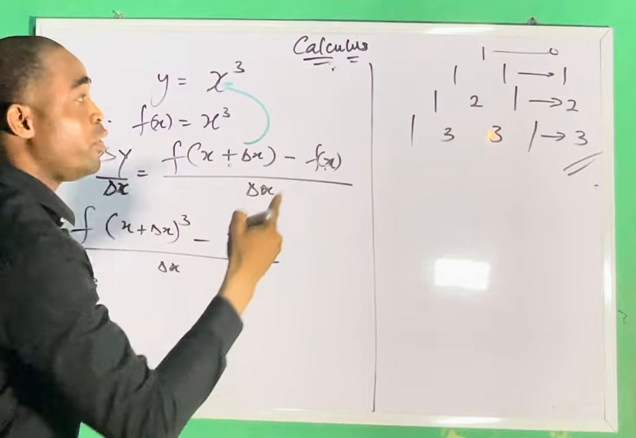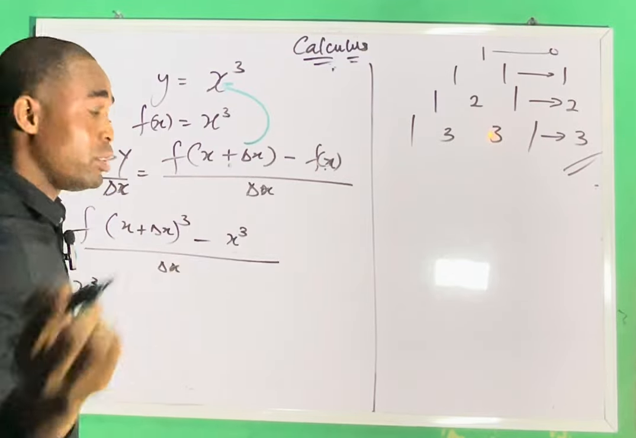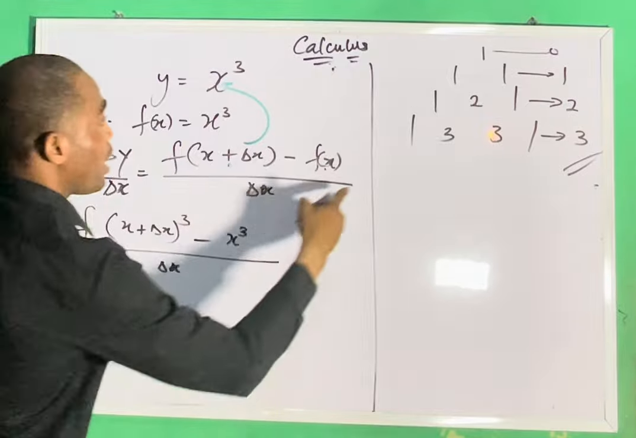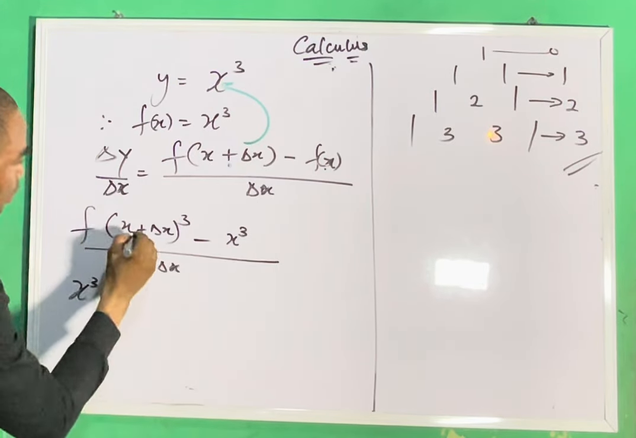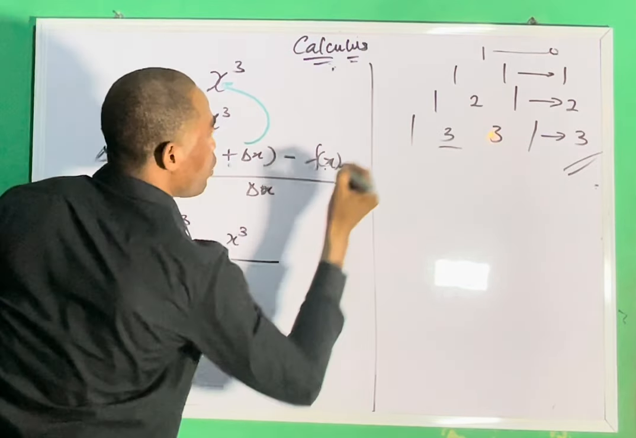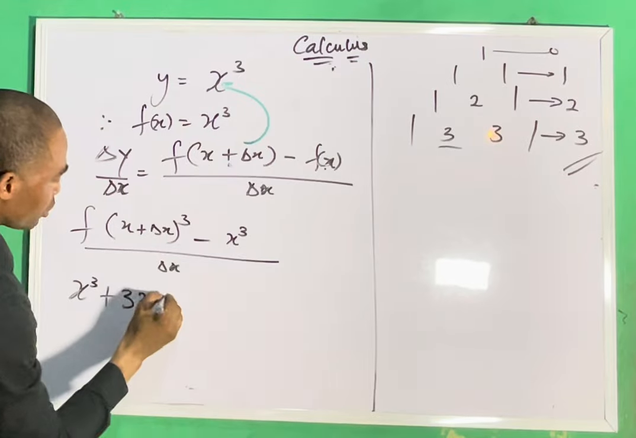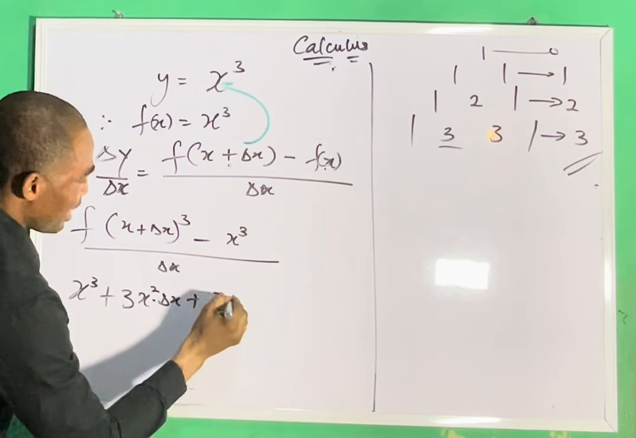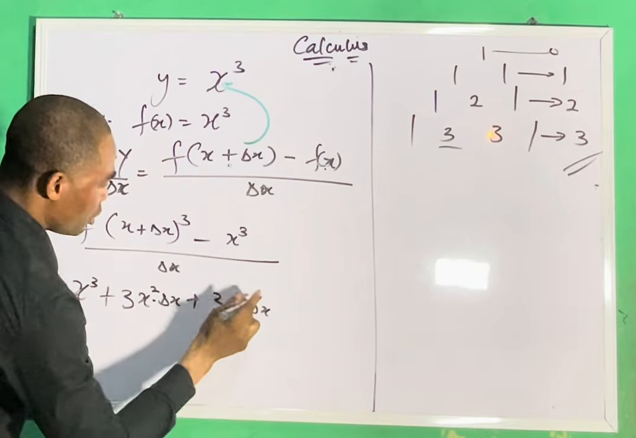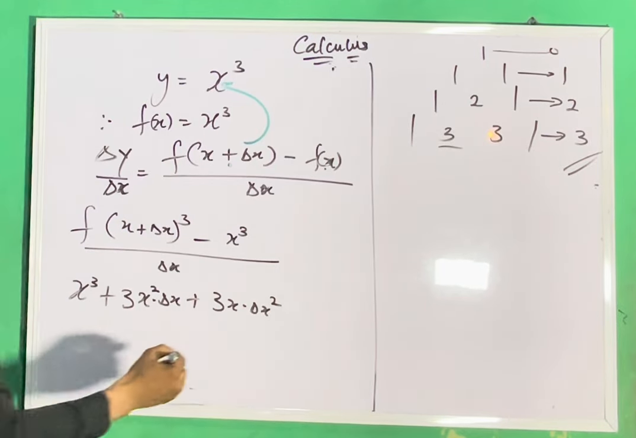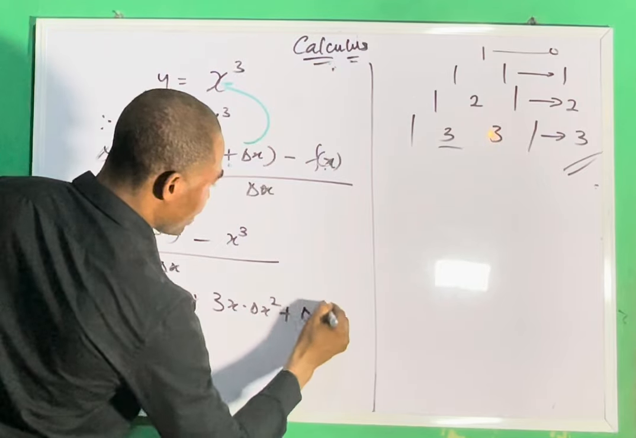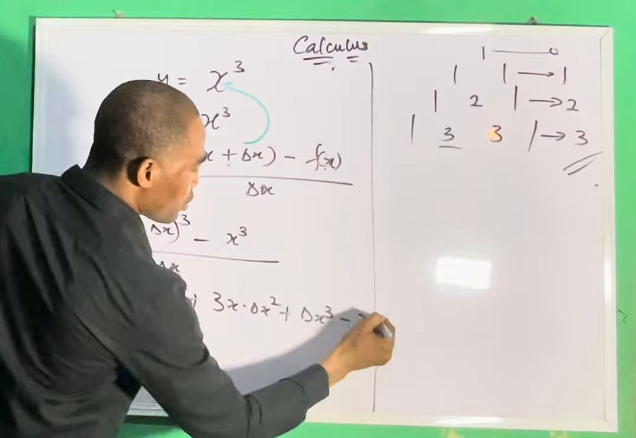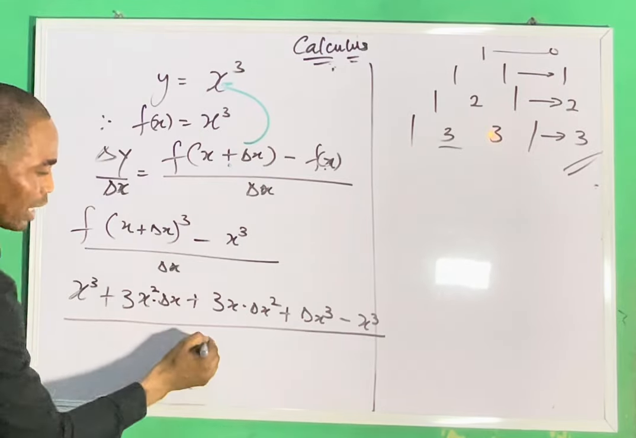Don't worry, we will still drop a video on how to use Pascal's triangle and combination for expansion. So this one is x raised to power 3, plus the next coefficient, which is 3. So 3x multiplied by change in x. The power here will reduce, so this one will have 1, and the power of change in x will increase by 1, which will be 2. Then plus change in x raised to power 3. Now this is what we have. Don't forget that we still have minus x raised to power 3, everything all over change in x.